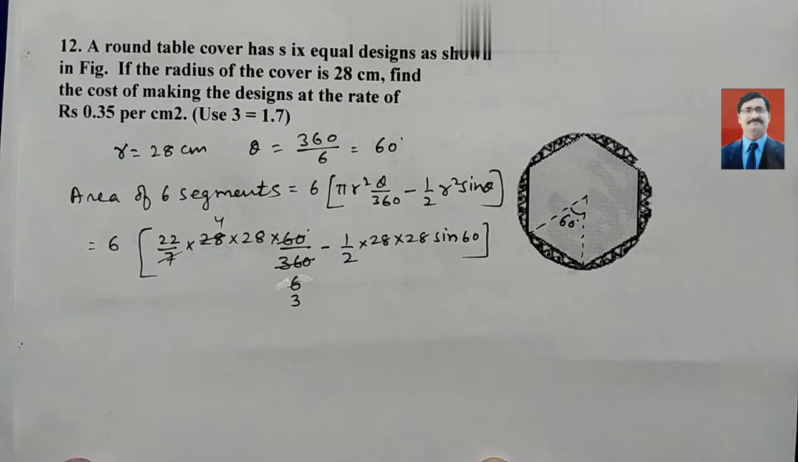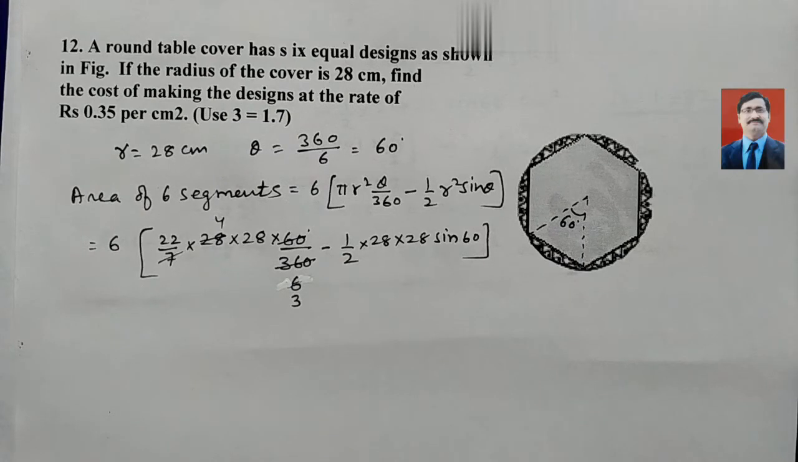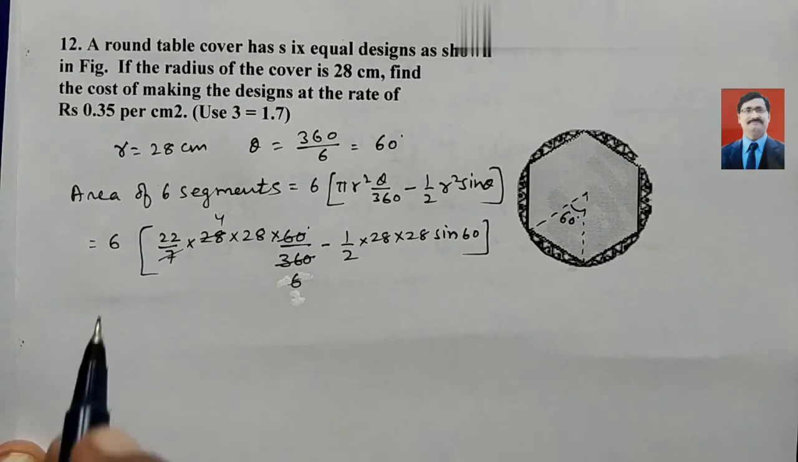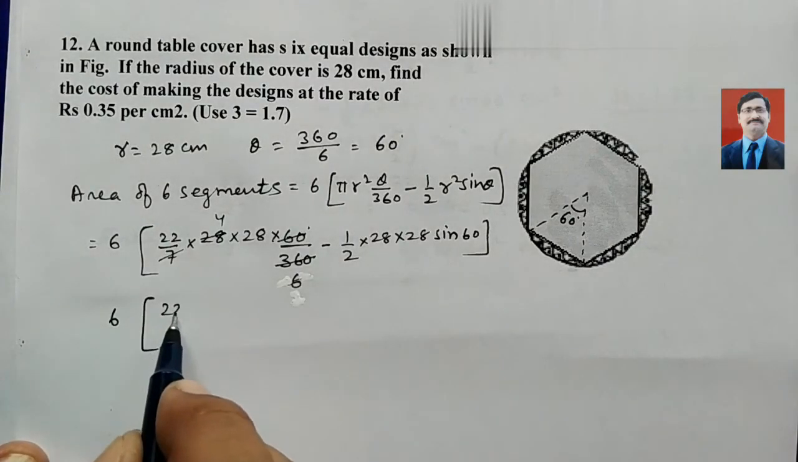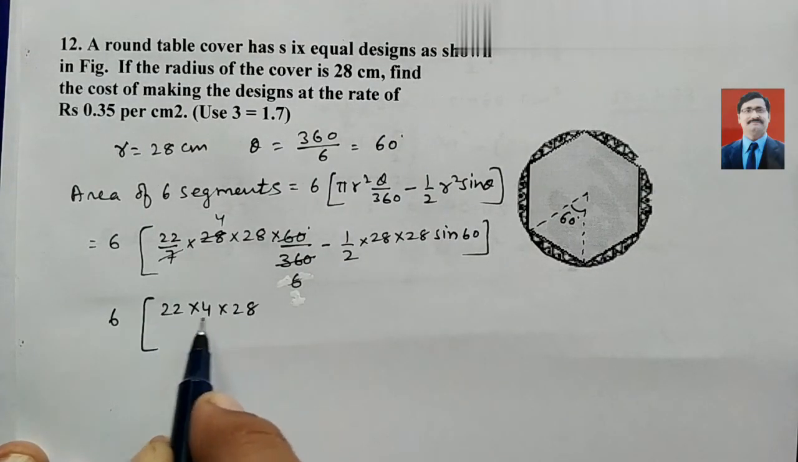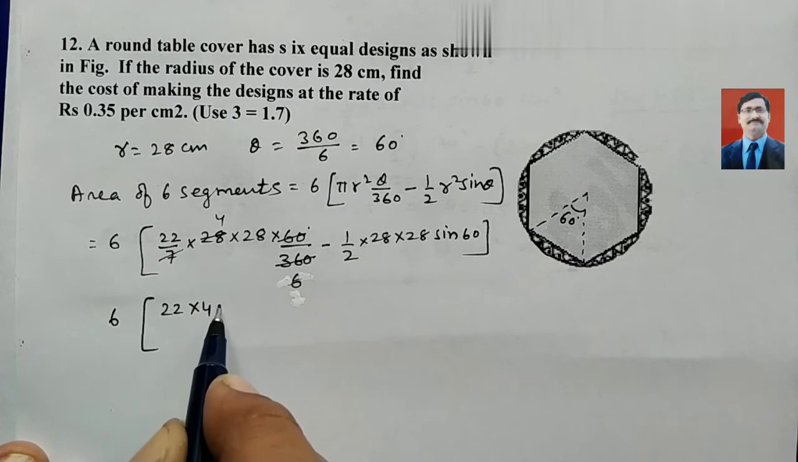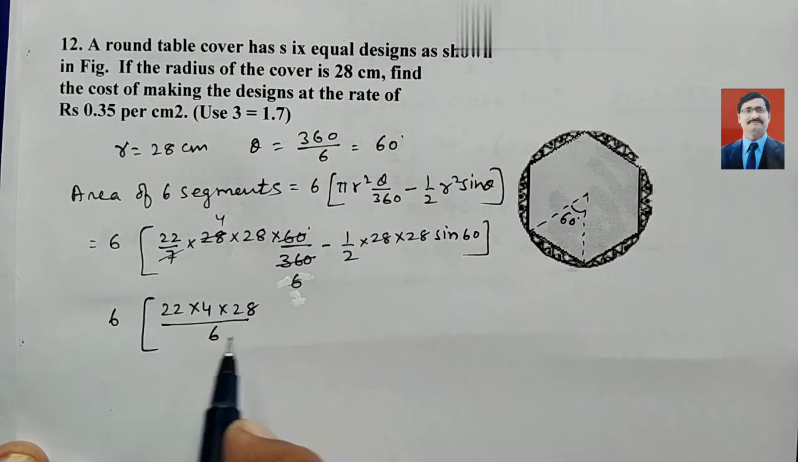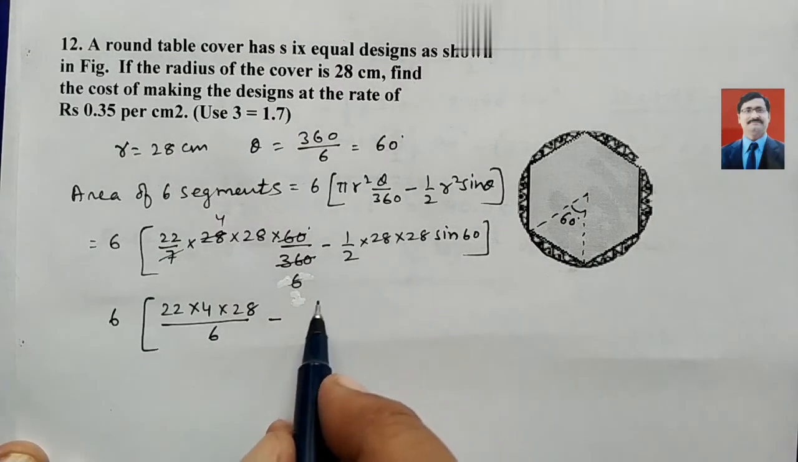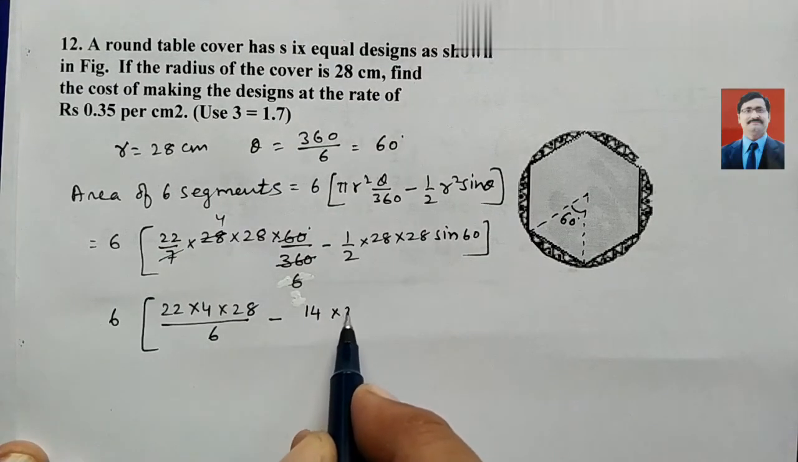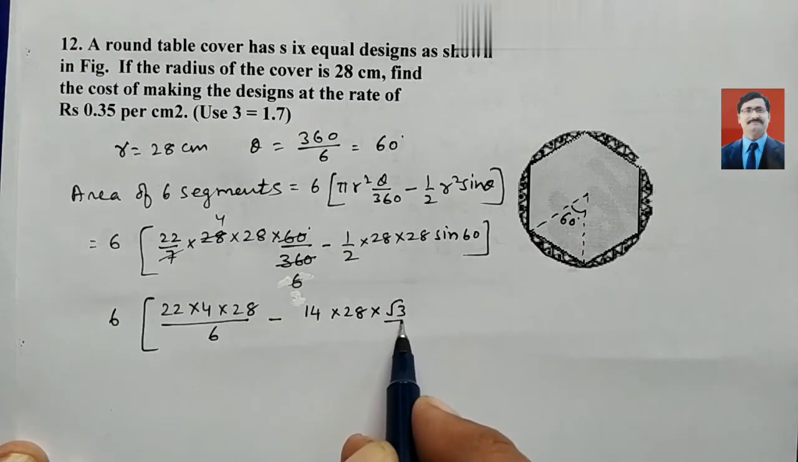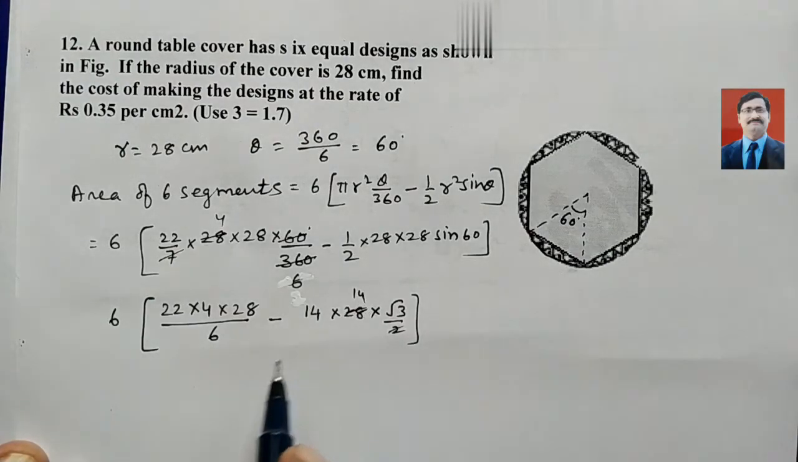Now here r we will put 28. So we will get 6 bracket 22 by 7, and in place of r, 28 into 28, theta is 60 degrees, so we write 60 upon 360 minus 1 upon 2, 28 into 28 sine 60. Now we write 6 bracket 22 into 4 into 28 upon 6 minus, this we can cancel, we get here 14 into 28 into sine 60, which is root 3 by 2. So this also we cancel, we get 14.